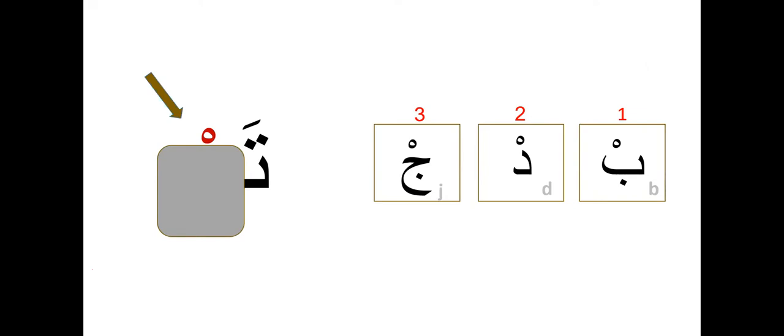Okay. Let's do it. Tad. Now note that suddenly we have all the numbers in options. Okay, so that one is number 3.